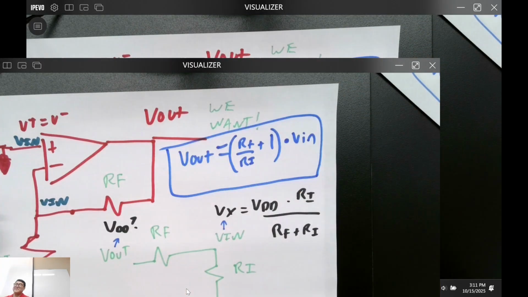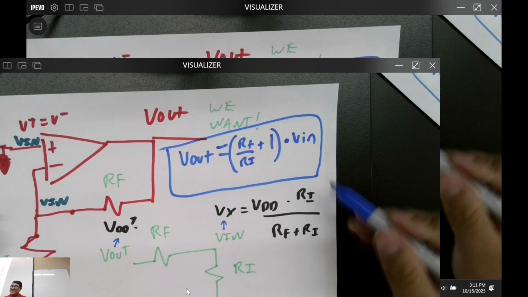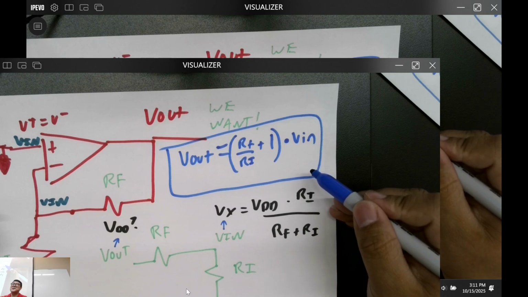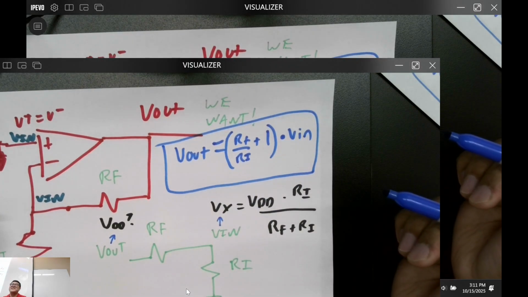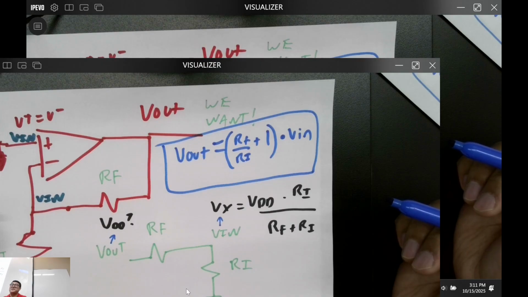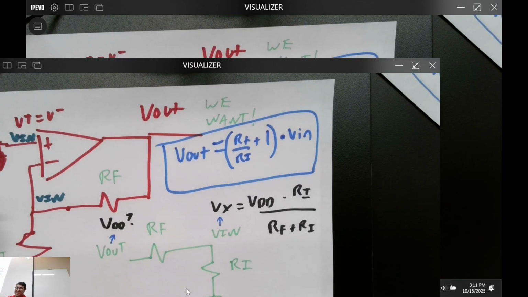Boom. Easy. Is that good with everyone? You guys recognize this formula? The non-inverting op amp. This is how you get the voltage. Does that make sense? You guys want me to go over the hard way of doing this, not the cheat way? Yes or no? Sure. All right, get you guys' money's worth.